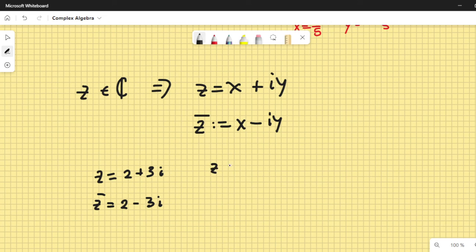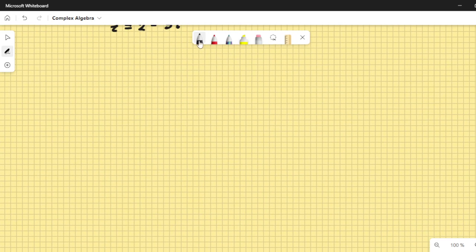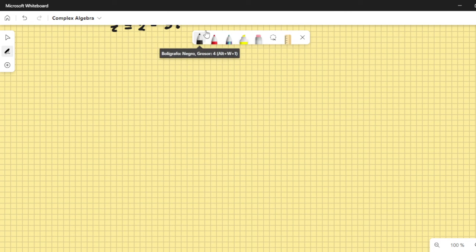And if the number is c equal to 4 minus 5i, then the conjugate of this complex number is, of course, 4 plus 5i. So that's what it is. Now, a final thing I want to mention before ending this video, because I think it's maybe getting a little bit longer than I thought. Is notice the following.